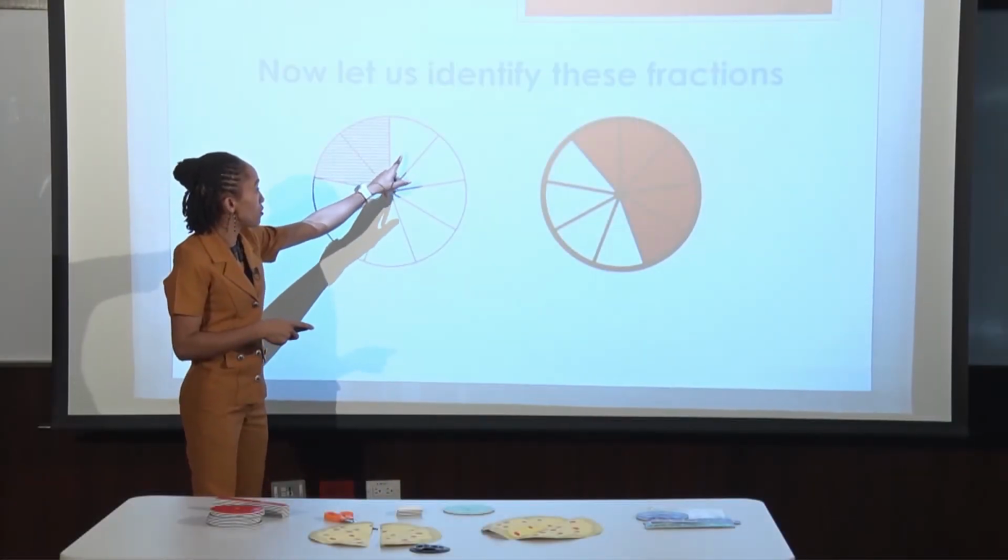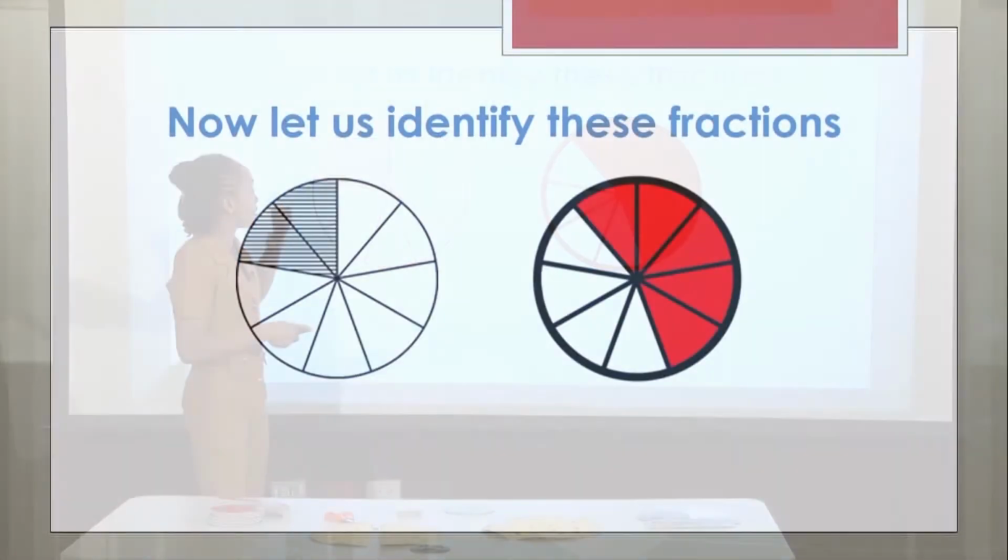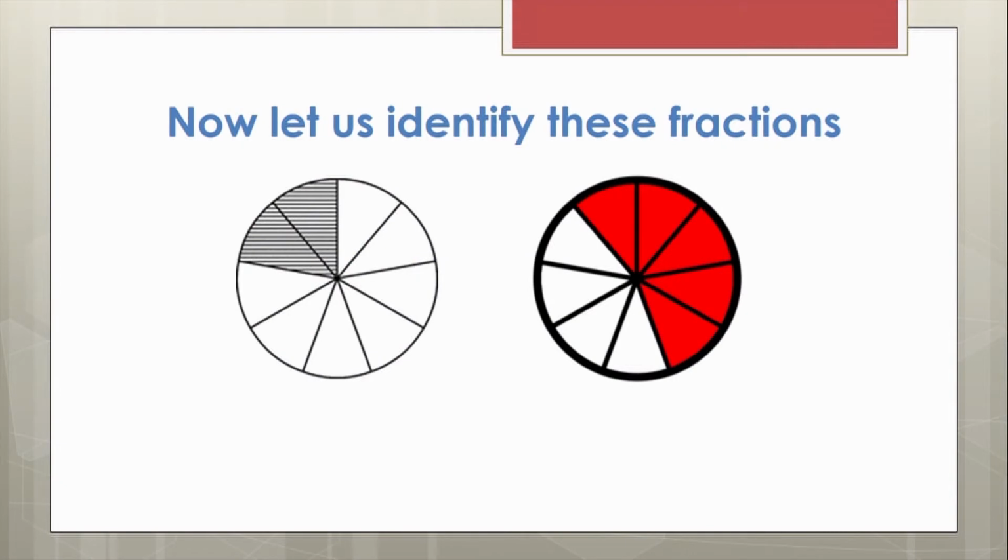Now let us identify these fractions, okay? So first we know we have to count the total parts to find the denominator. So let's count that. You all will count with me. 1, 2, 3, 4, 5, 6, 7, 8, 9. So we know that 9 will be our denominator. So let's count the shaded area now. 1, 2. So check it over quickly and see if you got the answer. 2/9. Okay? Did you get that answer?